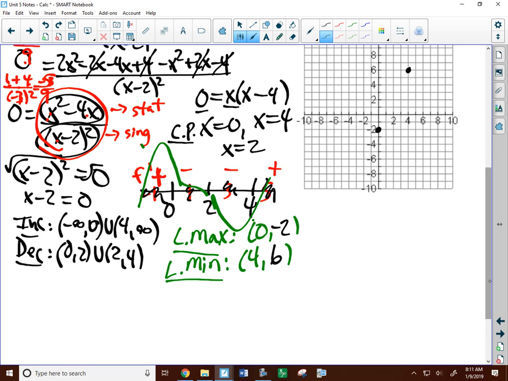And then the global that goes along with that, global max and min. Let's come back to that, because we don't know exactly what it's going to look like, what direction it's going to go.